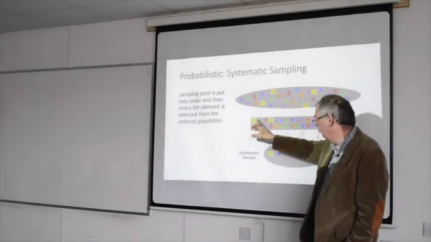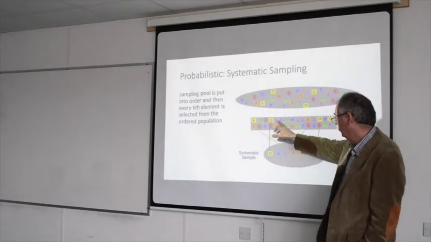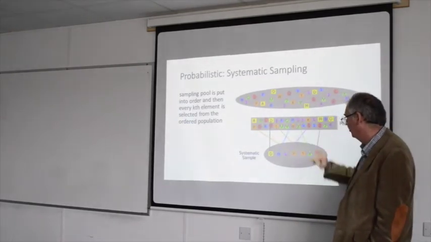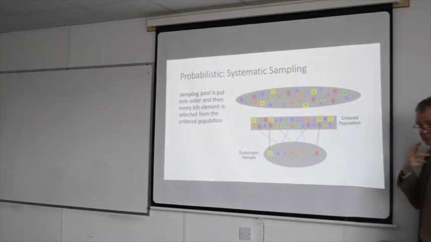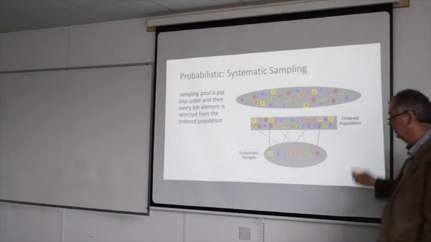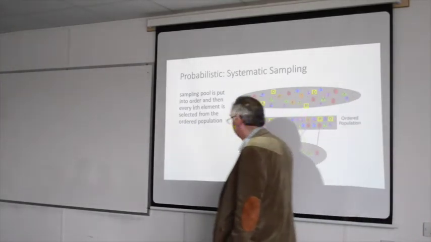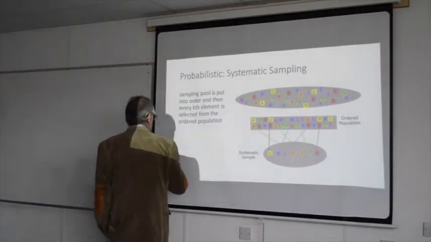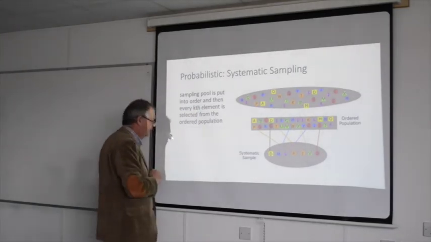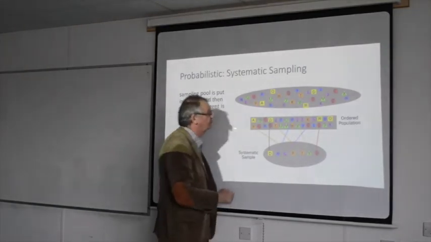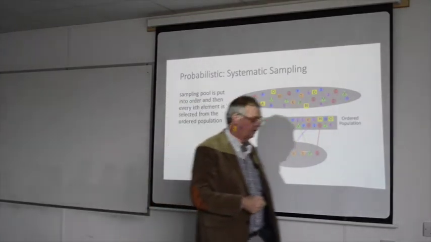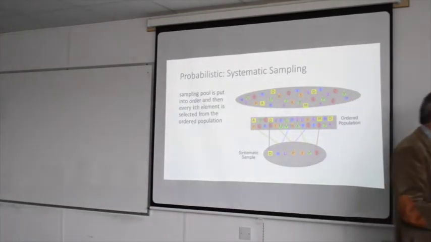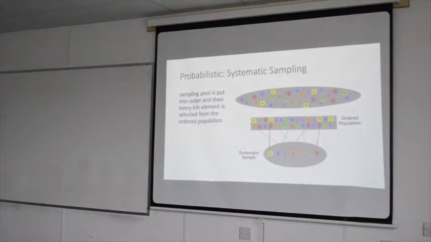So I'll count along 1, 2, 3, 4, I'll have that one. 1, 2, 3, 4, I'll have that one. Every fourth person in my sample. And that way I know I'm going to get a random kind of approach. It's a systematic approach to the randomness. You take the order of the pool and every kth element is selected from the ordered population. That gives you a systematic approach, which you can then declare that you had no bias or input into it.